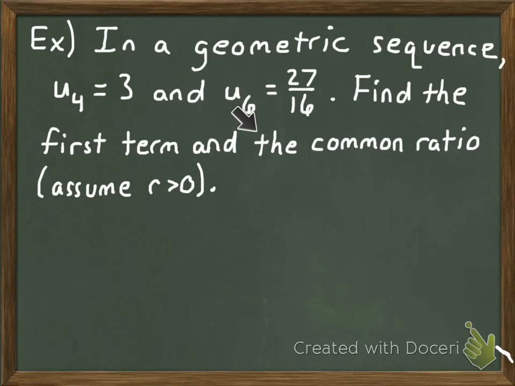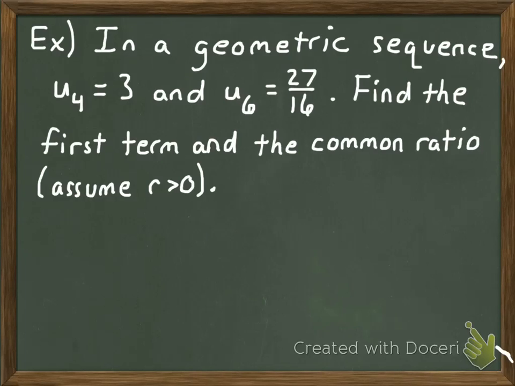Alright. In a geometric sequence, we're going to say that u sub 4, the 4th term, is 3, and the 6th term, u sub 6, is 27/16. What I want us to do with that information is find the first term and the common ratio. In our previous video, you already knew the first term and you could find the common ratio to find another term. Now we're going to use other terms in the sequence to help us find the first term. And how are we going to do that?